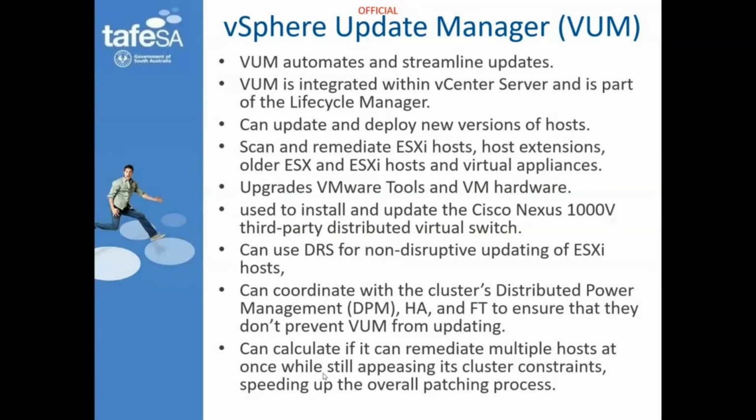Okay. So basically, you can coordinate with those so that they don't prevent VUM from updating. That means it coordinates with those things so that when an ESXi needs to be updated or patched, they are capable of using all those features to migrate virtual machines off while still providing high availability or fault tolerance, and allow the ESXi to update.